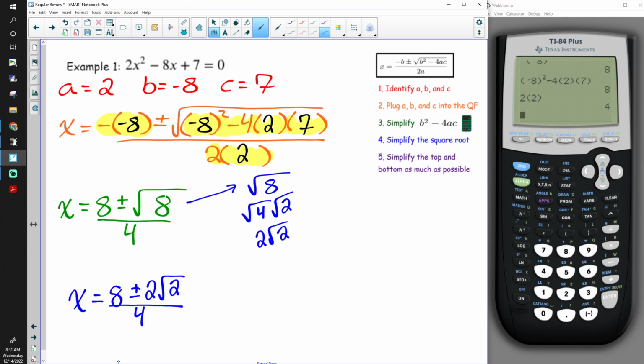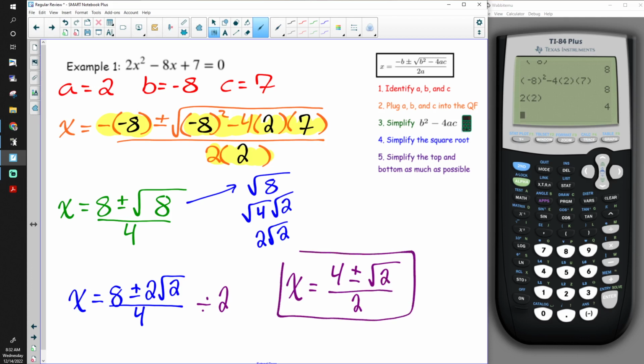I can divide each of my 3 terms by 2. I have 3 terms. I have an 8, I have a 2 root 2, and I have a 4. All of those are even numbers, and I can divide all of them by 2. So this last step, I'm dividing out a 2 from all of my terms. So x equals 4 plus or minus 1 square root of 2, or you can just write the square root of 2, over 2. This right here is a perfect answer for me.